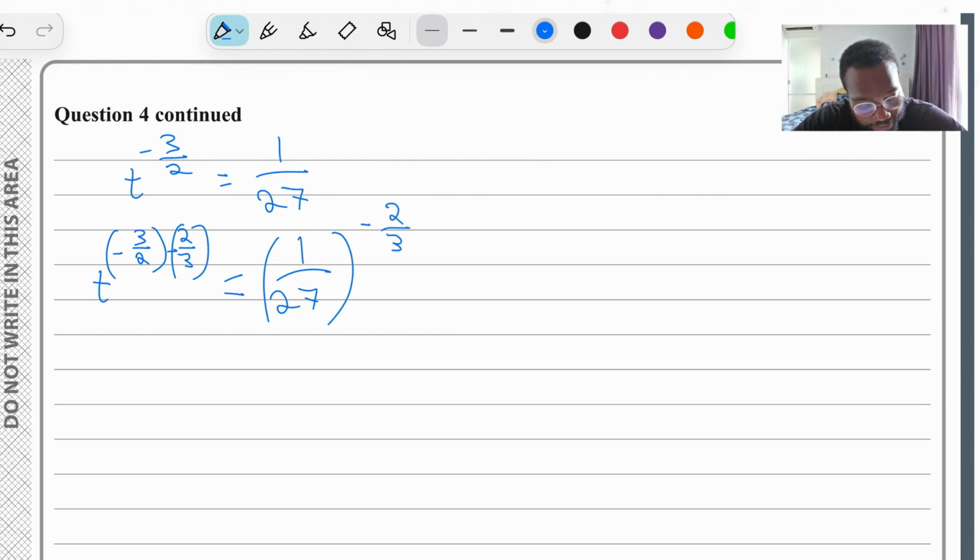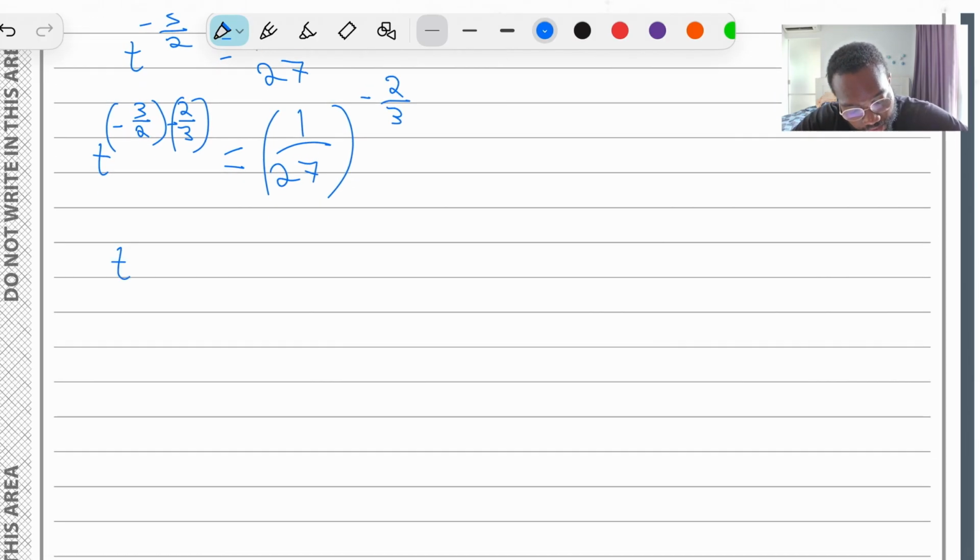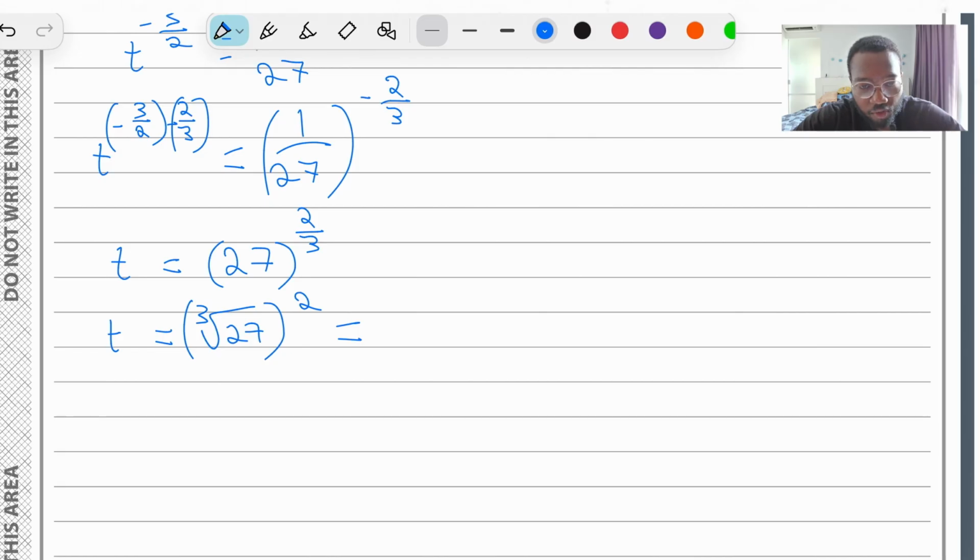If we do that, we're left with t is equal to, well, let's get rid of the negative power first. That'll become 27 to the power of 2 over 3. Therefore, we just need to cube root and then square. Doesn't matter how you want to write it, but effectively, if we cube root first, we get a 3, then we do 3 squared. Therefore, we get a 9. So we know that t is equal to 9 seconds.